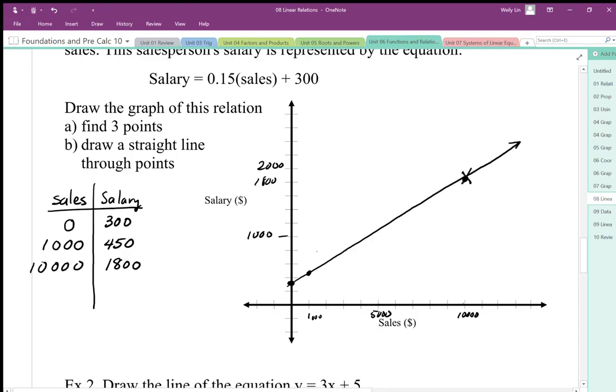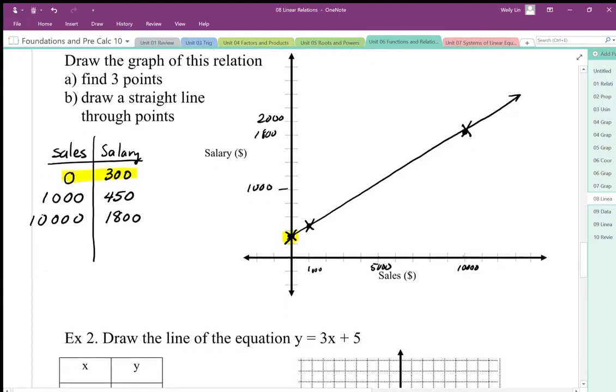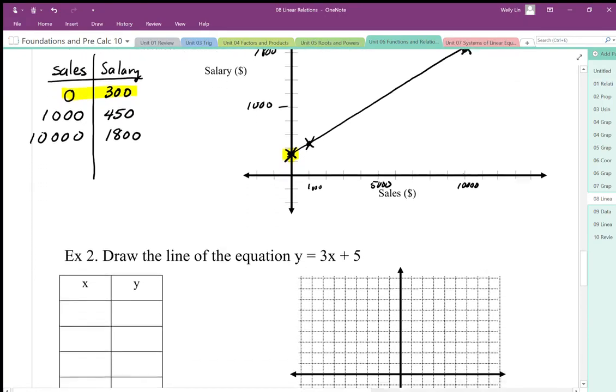Although I've only used 3 points, and you can use any 3 points you want. The only thing that I would really expect you to do is always graph the initial coordinate. Okay, you can use some other points if you like. So there it is. There's my straight line relationship, and that's my relationship of salary related to the amount he sells.